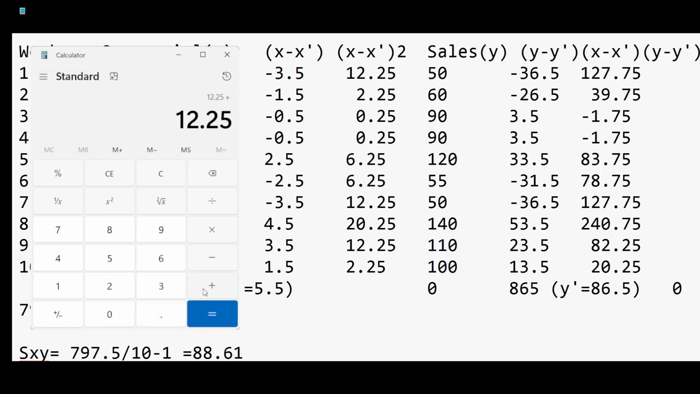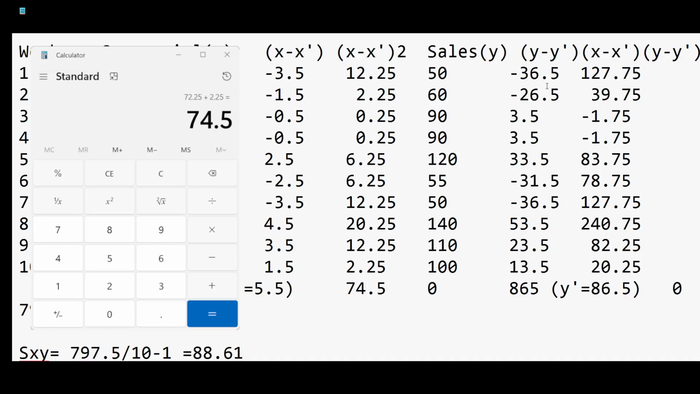12.25 plus 2.25 plus 0.25 plus 2.25 plus 0.25 plus 0.25 plus 6.25 plus 6.25 plus 12.25 plus 20.25 plus 12.25 plus 2.25. That is 74.5.